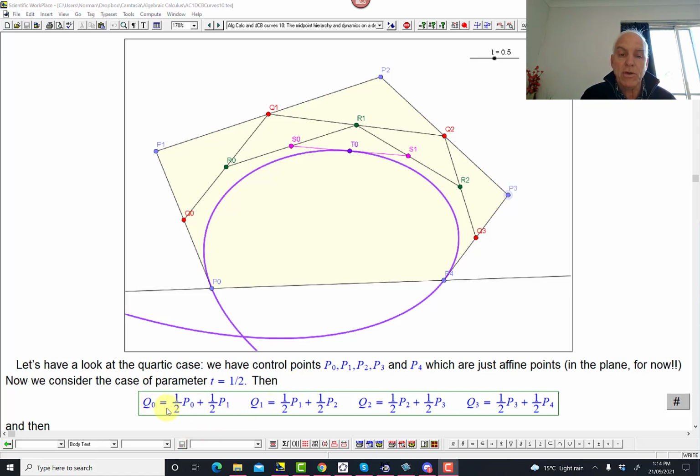So starting with the Q's, Q0 will be the midpoint of P0 and P1, and we know how to do that affinely. It's 1/2 P0 plus 1/2 P1. That's an affine combination of P0 and P1, which is giving equal weighting to the 2 points. So that's how we describe the midpoint of the segment P0, P1. And correspondingly, Q1 is the midpoint of P1, P2. Q2 is the midpoint of P2, P3. And Q3 is the midpoint of P3 and P4.